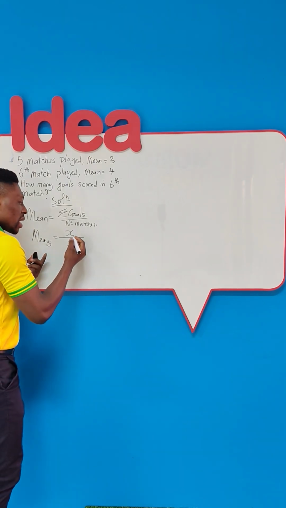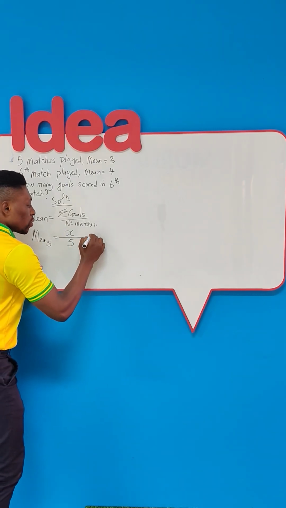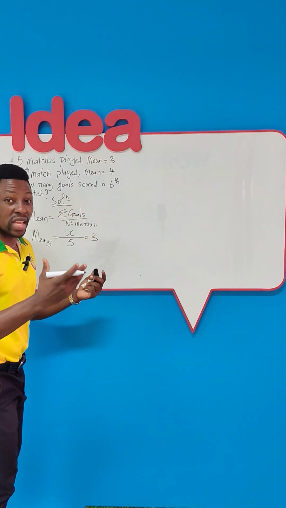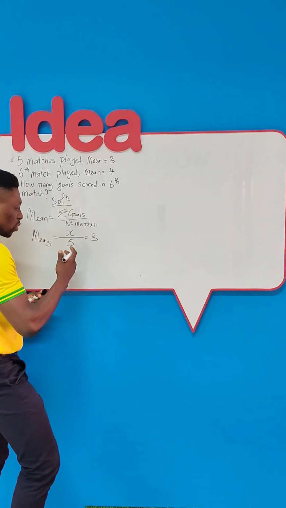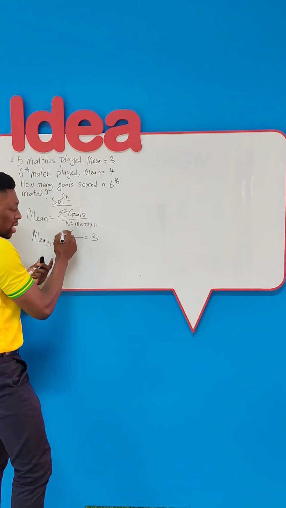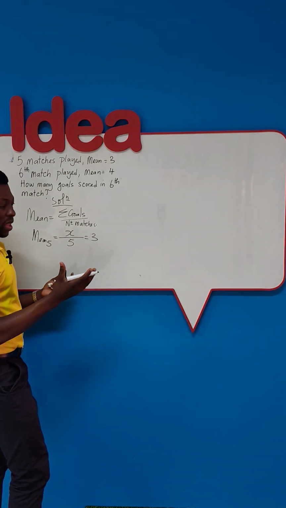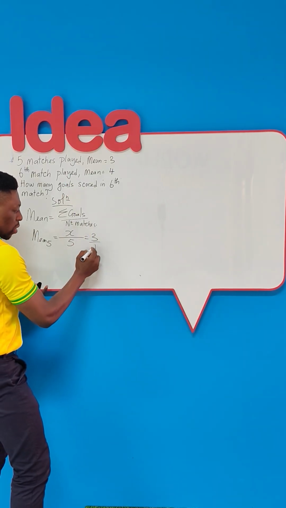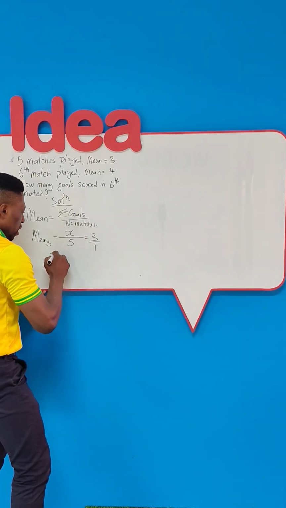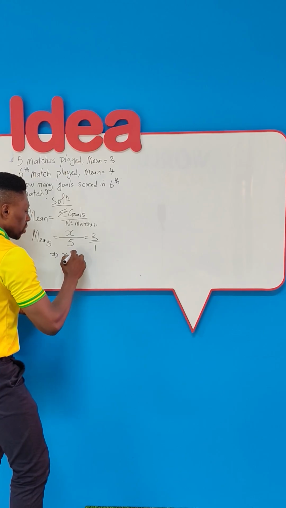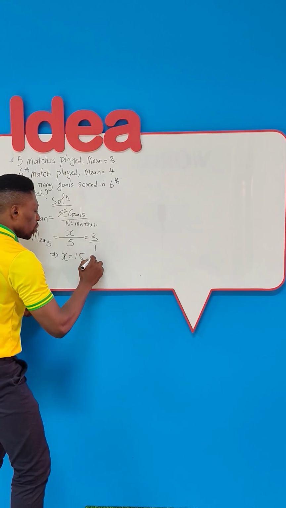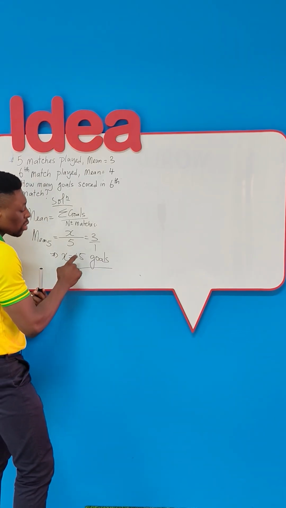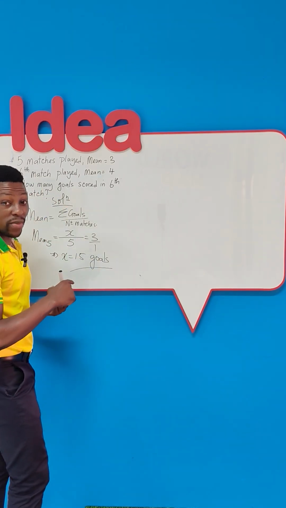The question says that this formula should boil down to 3, because 3 here is the mean number of goals scored within the first 5 matches, correct? So from here we can make x the subject of the formula by a simple cross multiplication. So x multiplies 1 and then 5 multiplies 3. So x is nothing else but 3 times 5, which is 15 goals. So this 15 goals stands for the total number of goals scored within the first 5 matches.